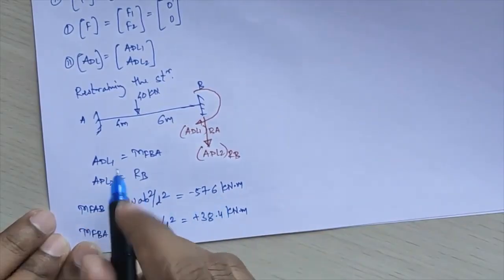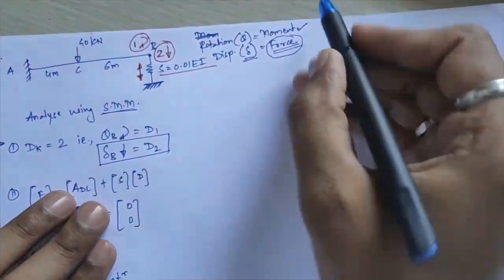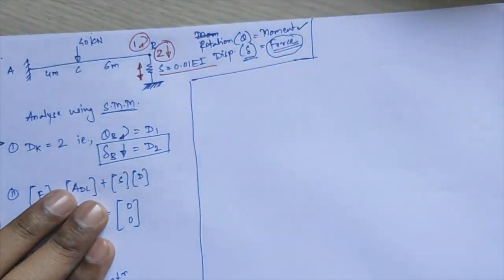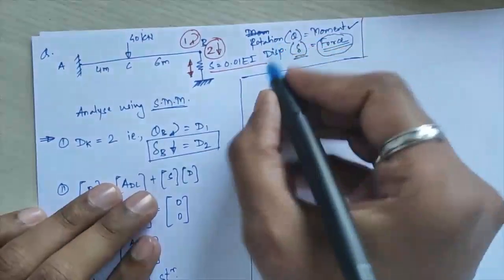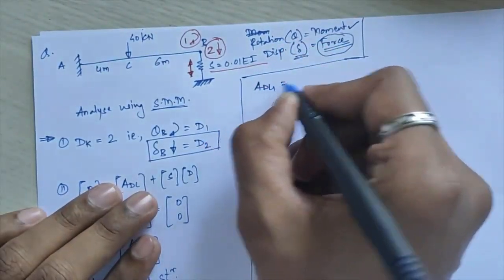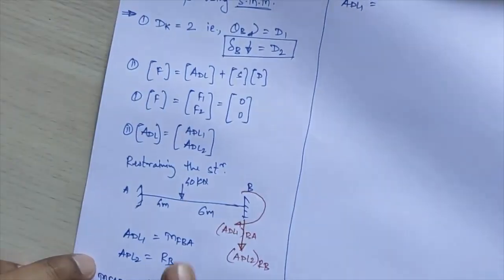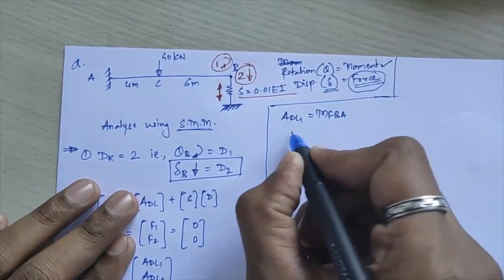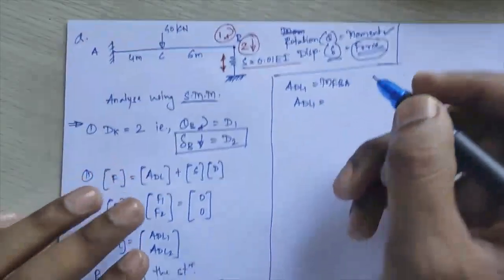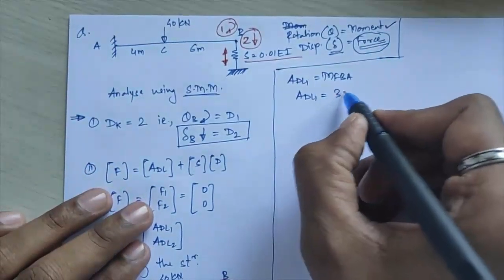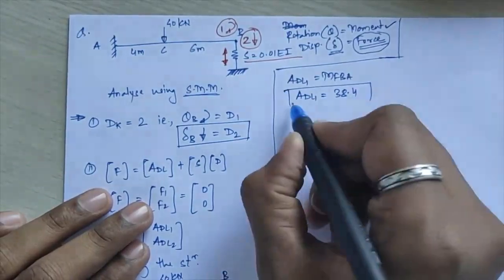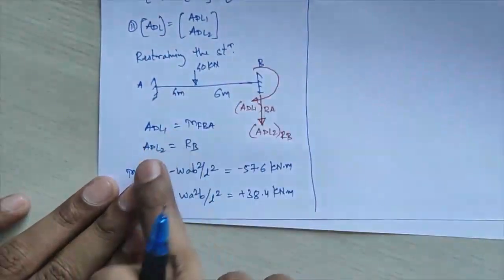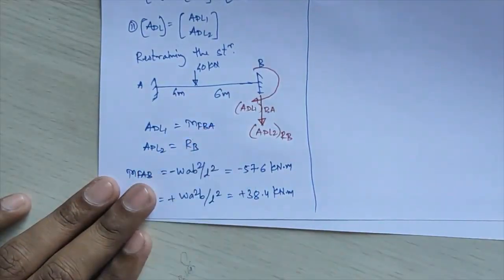Okay, so from this I'll get the ADL1 value. Therefore ADL1 is equal to your value of MFBA, so ADL1 is equal to MFBA, I am getting as 38.4. Right, now next I have to calculate the ADL2 value. For that I need to calculate the reaction at point B.